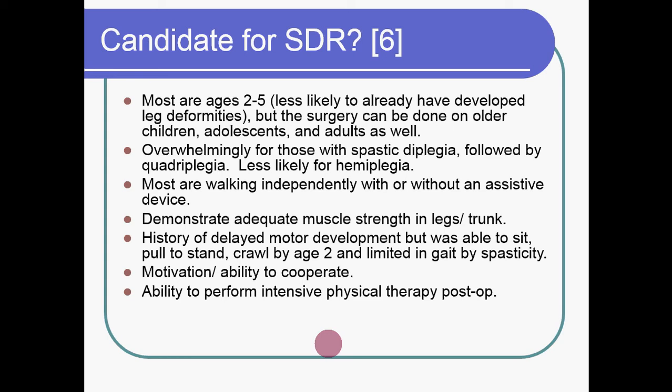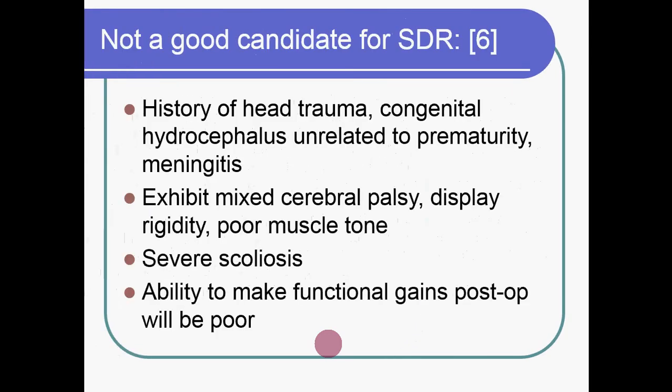Most children are walking independently with or without an assistive device. They demonstrate adequate muscle strength in the legs or trunk. They have a history of delayed motor development, but were able to sit, pull to stand, crawl by age 2, but limiting gait by spasticity. They have the motivation and ability to cooperate, and they have the ability to perform intensive physical therapy post-op.